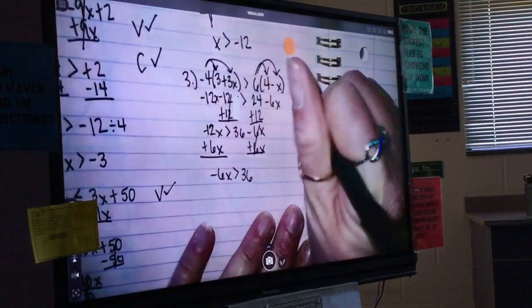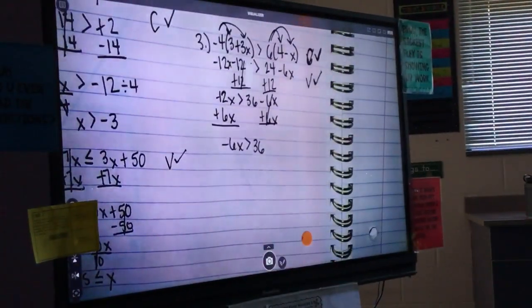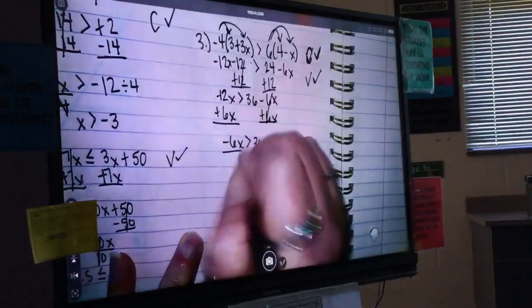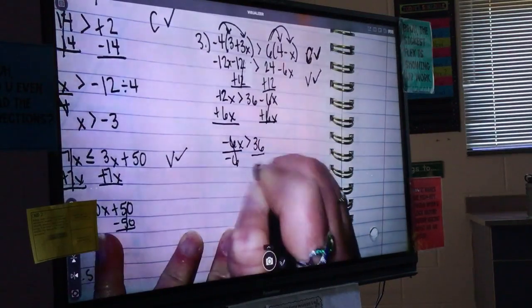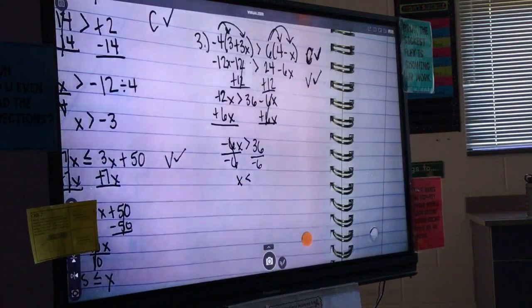So constants are done, variables are done. Now I'm at my last step. What do I have to do here? Not 6. Negative 6. So I'm about to divide by a negative 6. What do I have to do with my inequality symbol? If I'm about to divide by a negative or multiply by a negative, what do I have to do? Flip it. That cancels. Divide by negative 6. x is less than, what's 36 divided by 6?